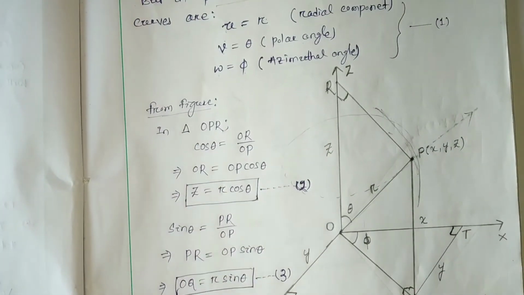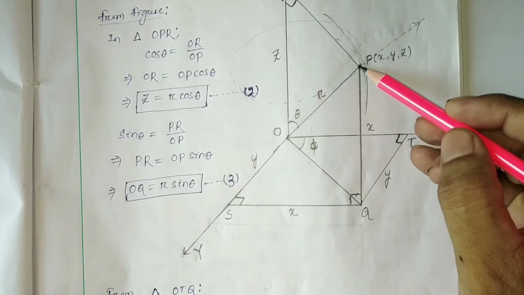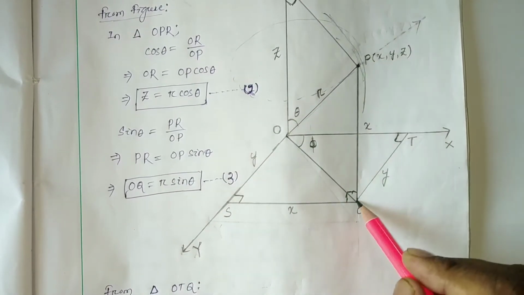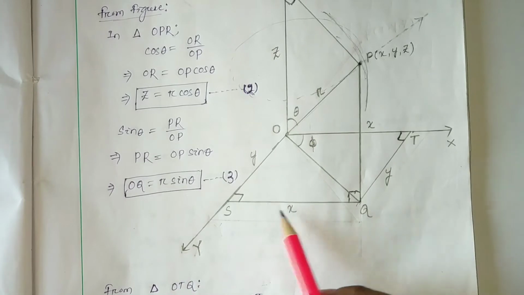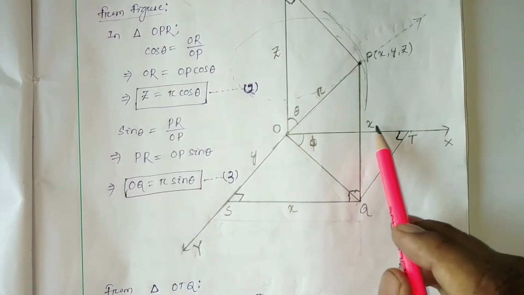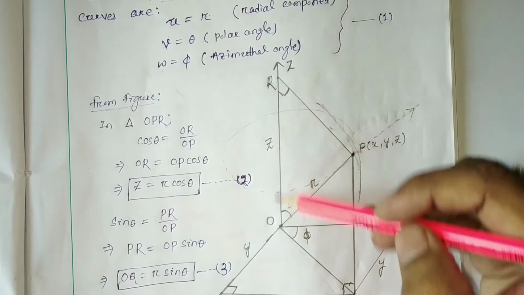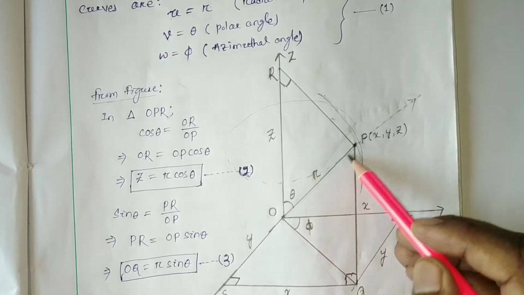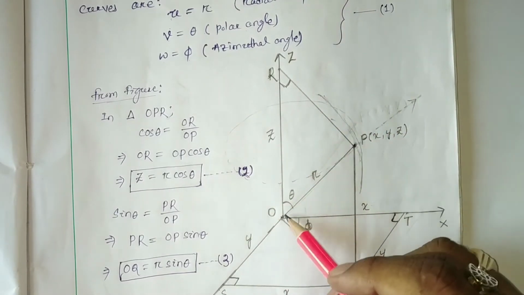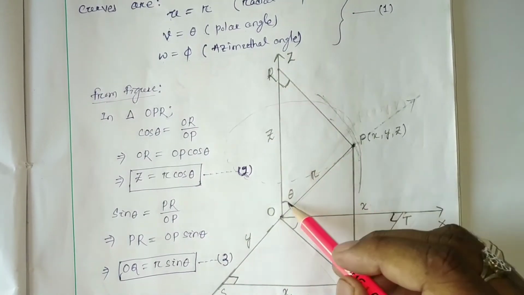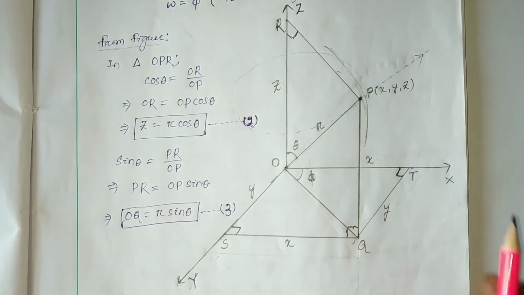Now we are going to go to the figure. So here this is a point in the spherical polar coordinate system. If I draw the perpendicular to the xy plane, let this be Q, and again perpendicular QT, and again perpendicular QS on the y axis. This SQ or OT is your x component, OS or TQ is your y component, and this one is your z component, and this is your r, the radial component or distance from origin to this point, having the angle theta with the z axis, and this is the angle phi with the x axis.